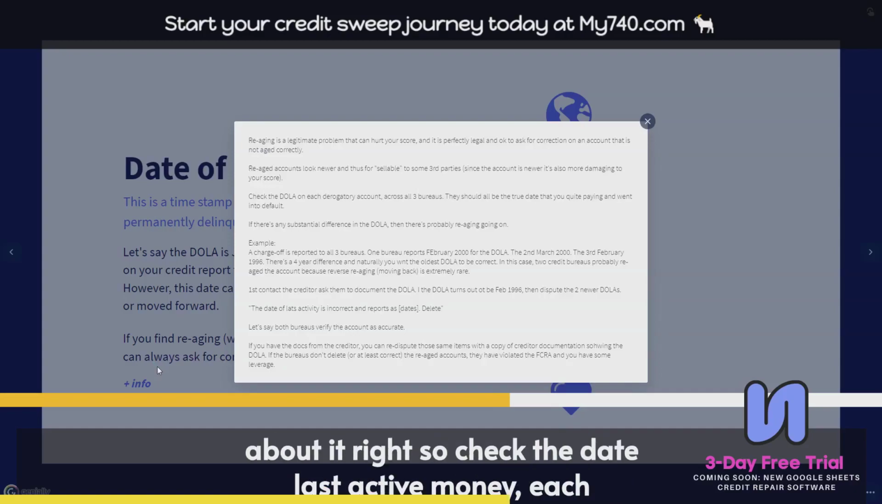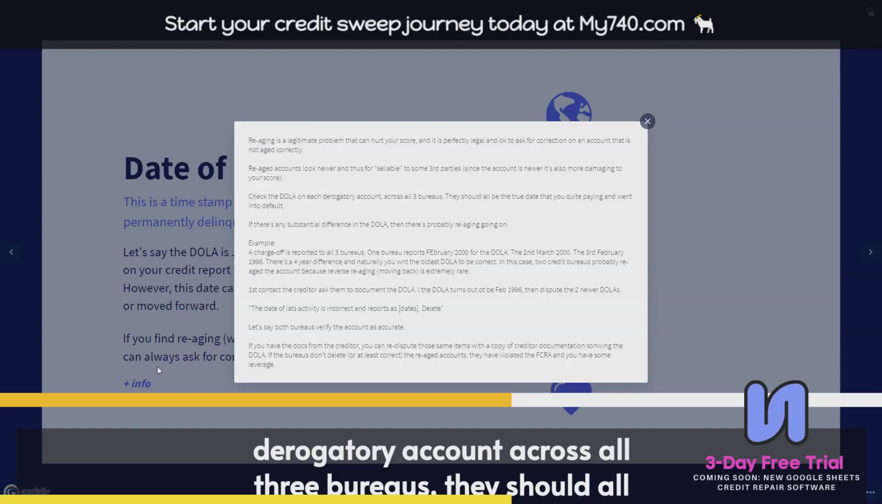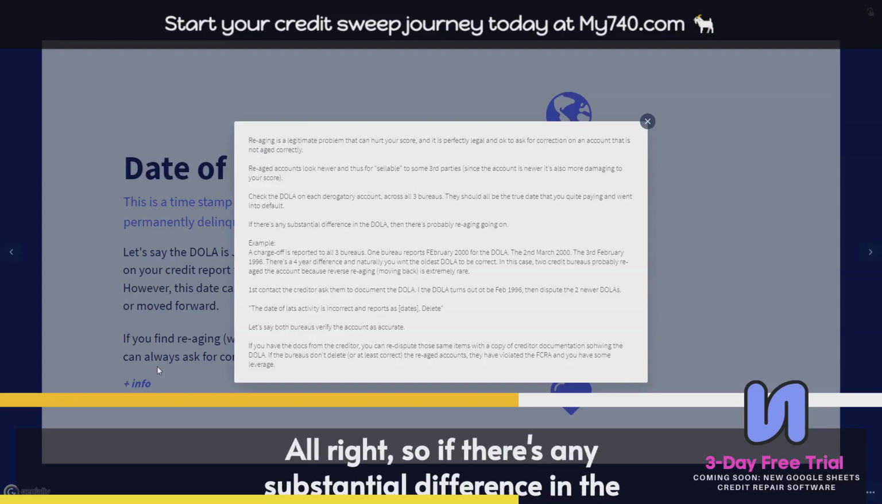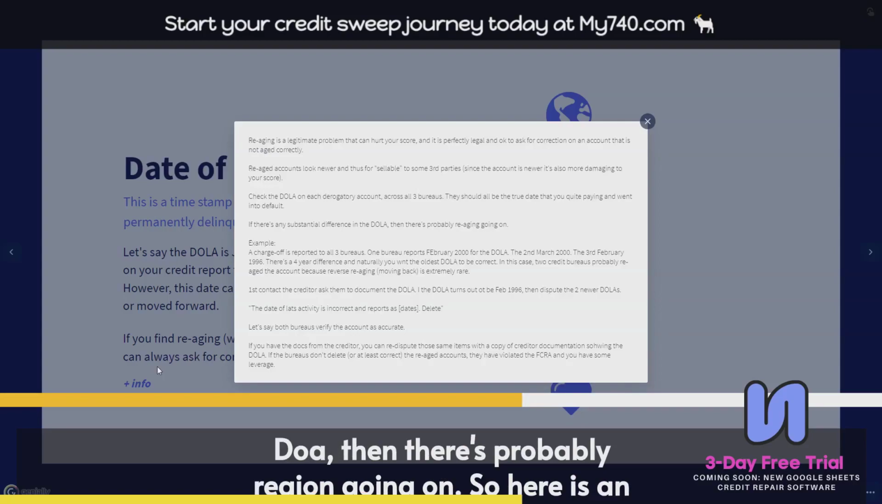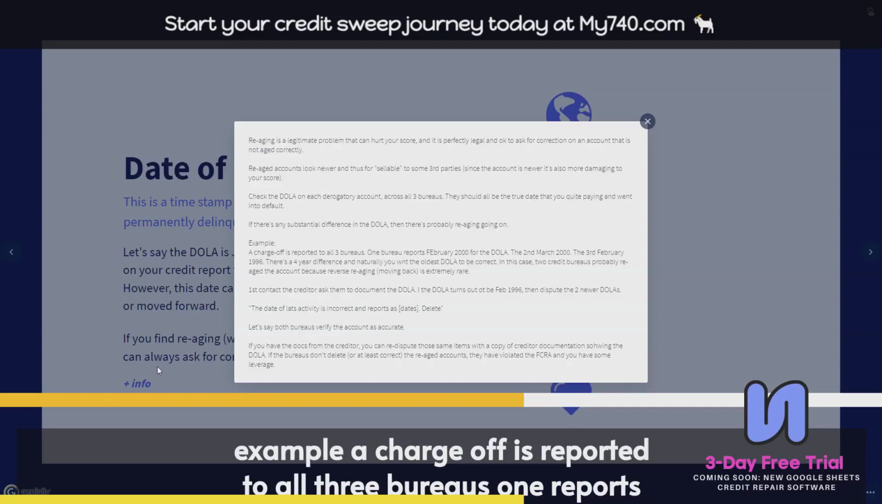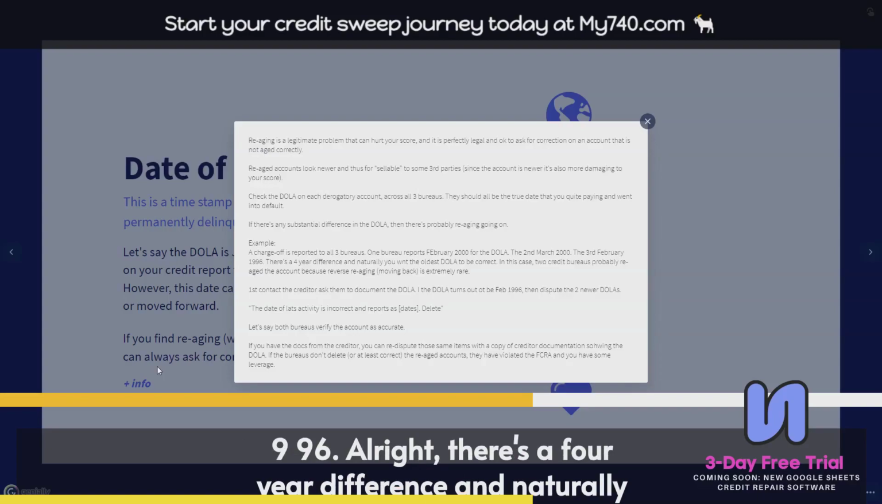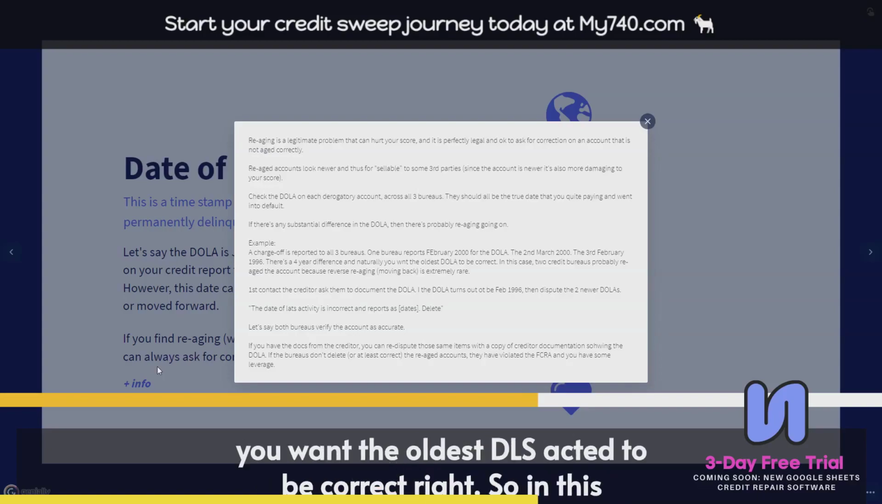Right? So check the date last active on each derogatory account across all three bureaus. They should all be the true date that you quit paying and went into default, all right? So if there's any substantial difference in the DOLA, then there's probably re-aging going on. So here is an example. A charge-off is reported to all three bureaus. One reports February 2000, the second March 2000, and the third February 1996. All right, there's a 4-year difference, and naturally you want the oldest date last active to be correct, right?